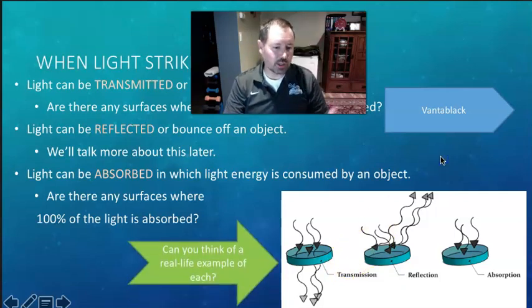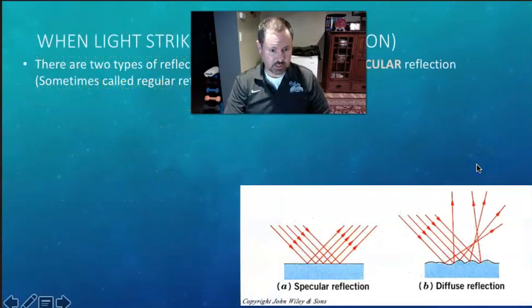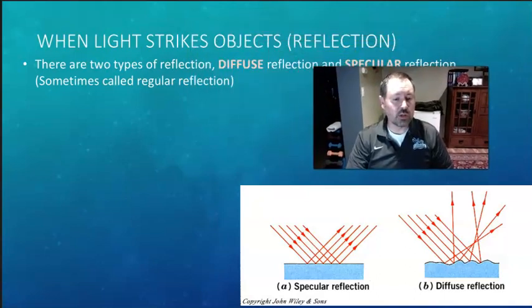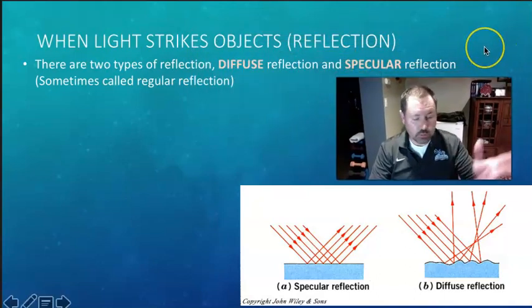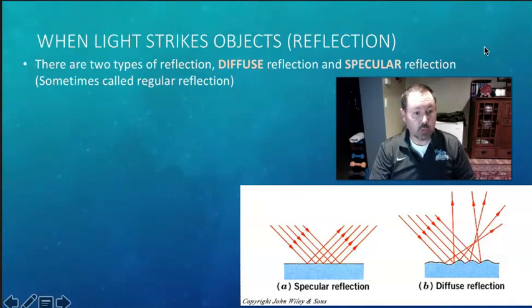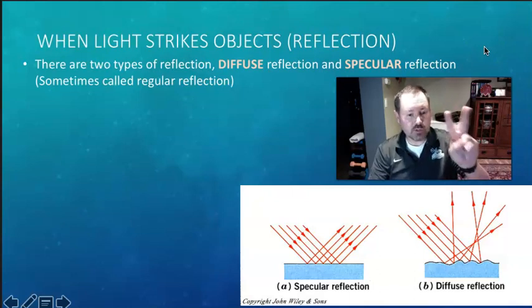Okay? Can you think of a real life example? A window, transmission. A mirror, reflection. Absorption, a black car. It's going to absorb all those rays. Let's continue. When light strikes an object, it's going to reflect, usually, or it could go through, be transmitted, or it could be absorbed. There's two types of reflection.